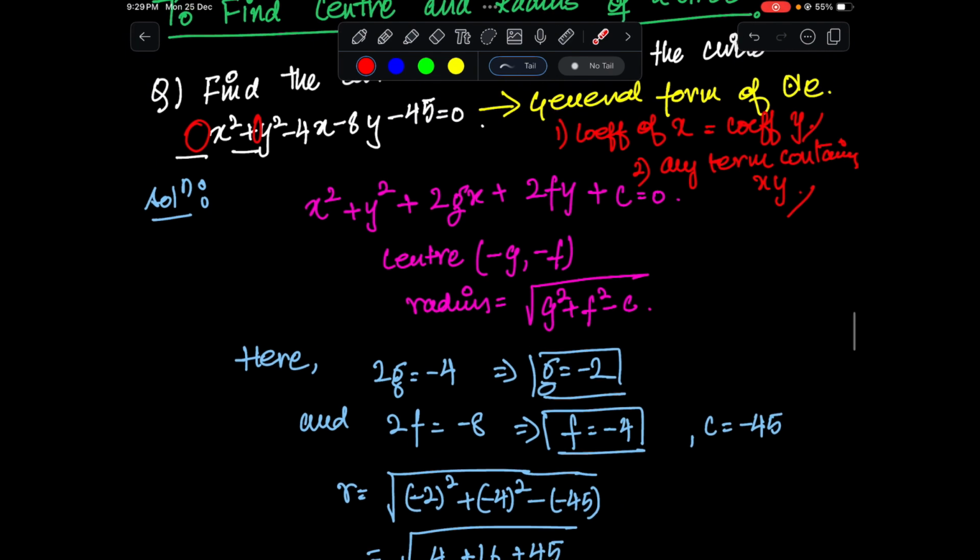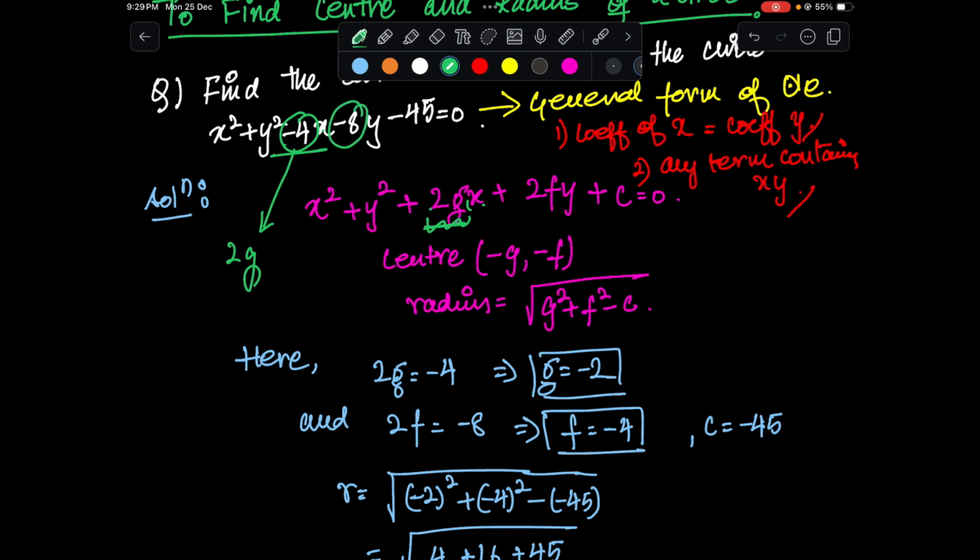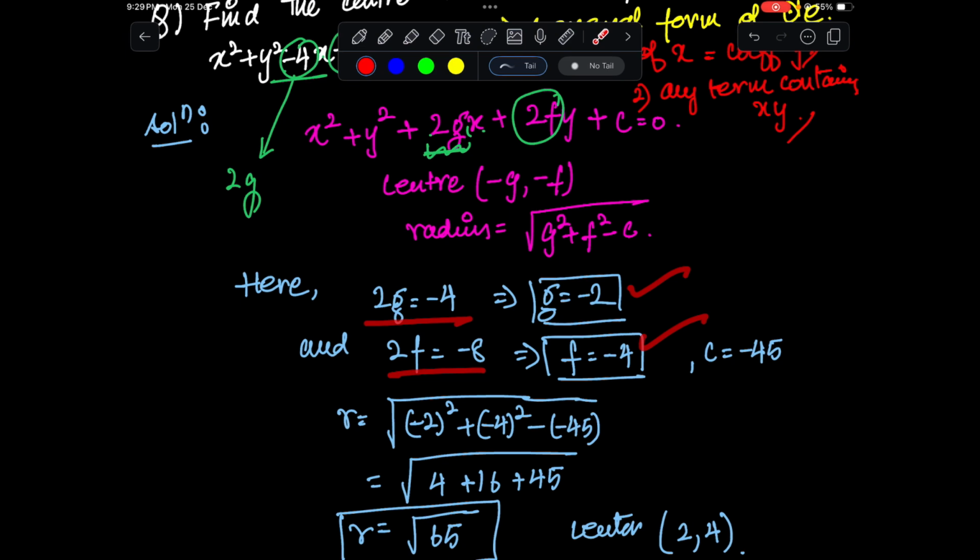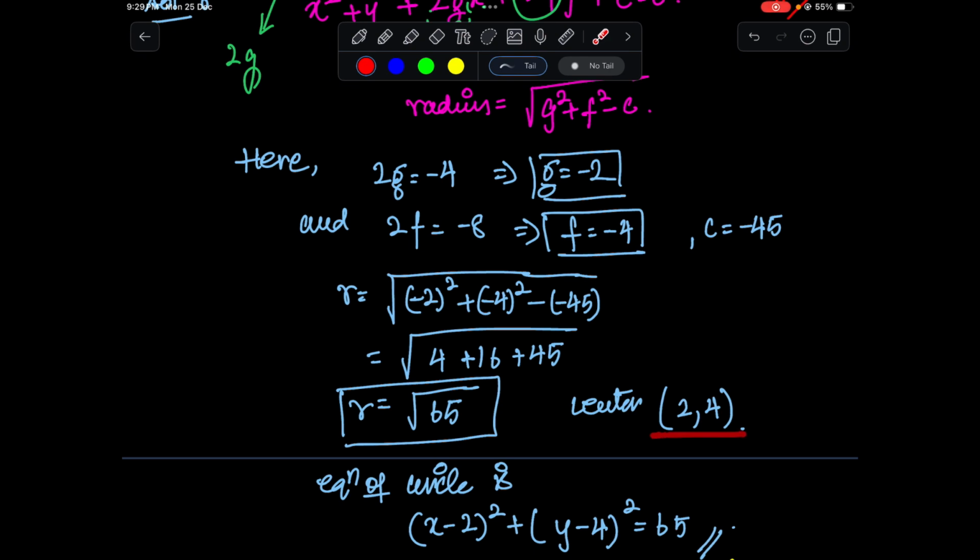Now over here when you compare, you can very well see that this is your 2g because it is 2gx over here. So the coefficient of x is 2g, and here the coefficient of x is minus 4. Similarly, the coefficient of y is minus 8 and here it is 2f. So we go on comparing and you will get the g and f values. Now as you know, when you get the g and f values, the center is what? Minus g comma minus f. So the center is here 2 comma 4. Because as I said, it's minus g comma minus f, which will be minus of minus 2 comma minus of minus 4.